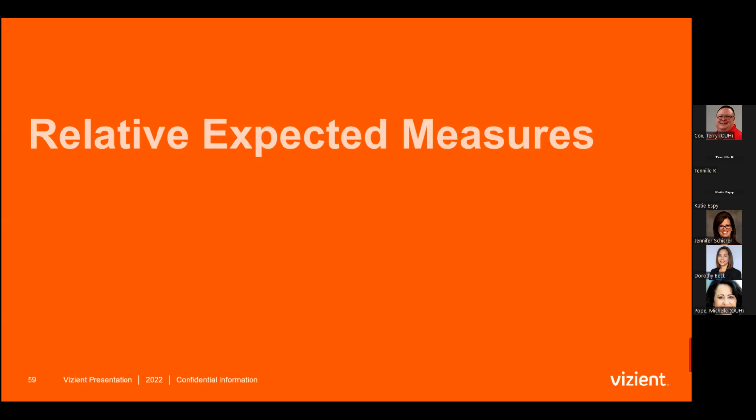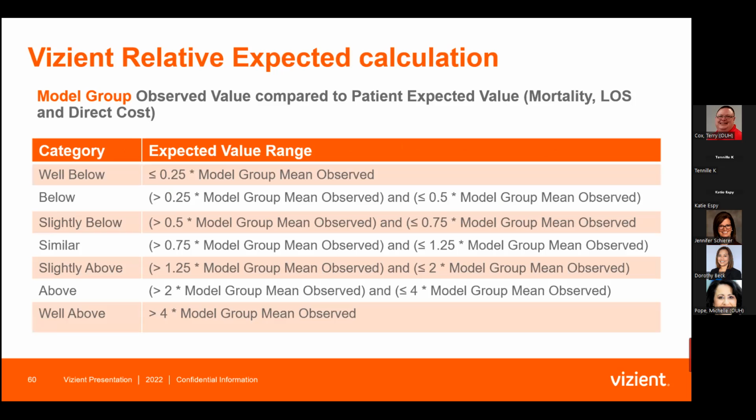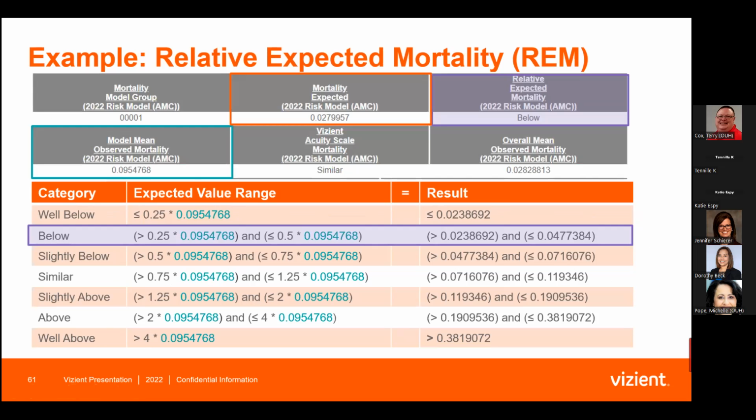So let's start breaking this down. The relative expected calculation, I like the calculation because that's how I get to understand what's going on in there. But the categories are assigned or calculated on this table, comparing the expected value to the model group's mean observed value. So we've got our scale from well below to well above. We take that model group's mean observed value, plug it in here, and then we do the calculations.